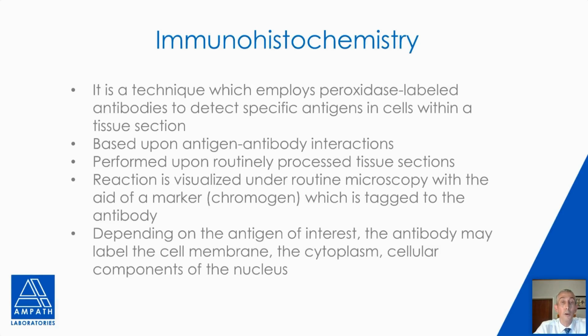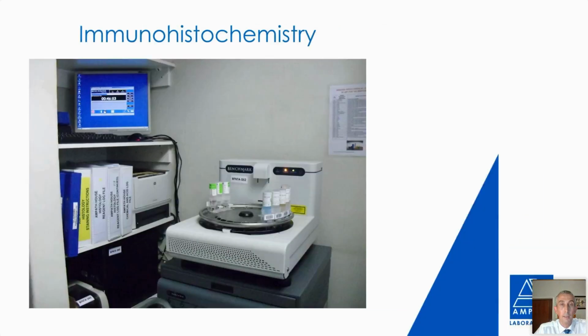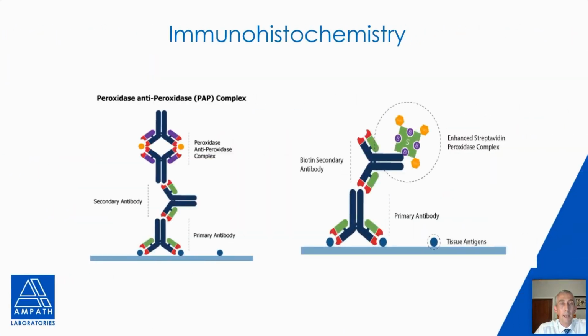It is usually brown in color. It can also be red. The chromogen is tagged to the antibody, which will bind to the antigen of interest. The antibody may label either the cell membrane, the cytoplasm, cellular components, or the nucleus. This is an example of our immunohistochemical machine we use in Bloemfontein. The larger labs make use of much more impressive models. And this is simply a schematic representation of the antibody-antigen interaction.